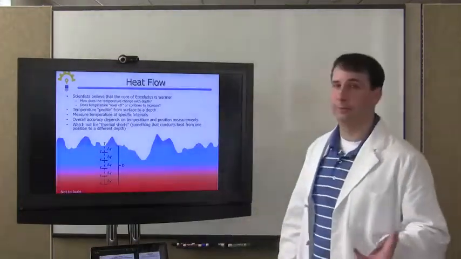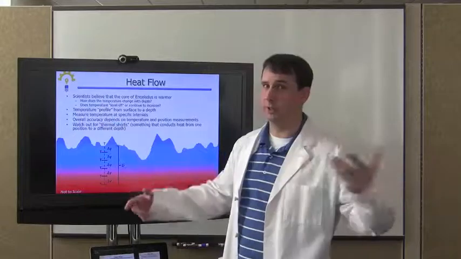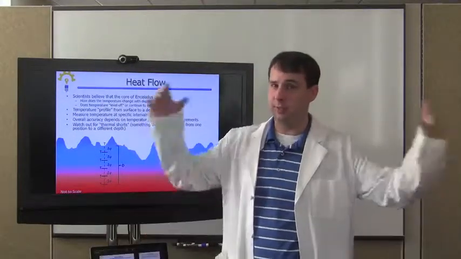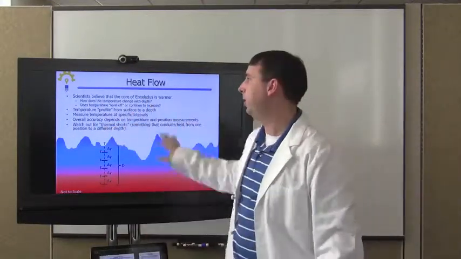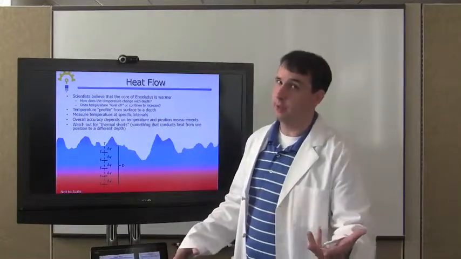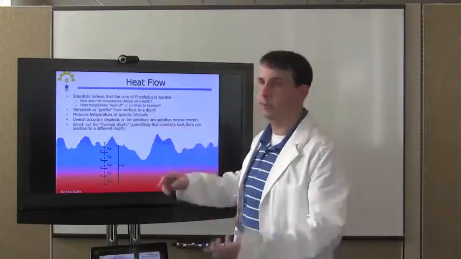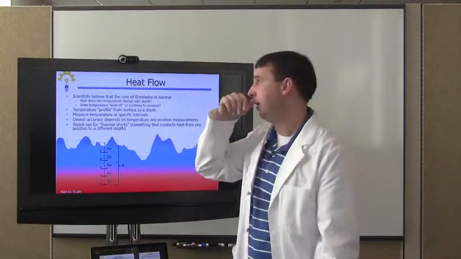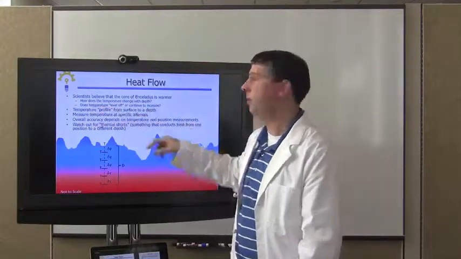So heat flow. That was temperature. Again, planet-wide stuff, surface type measurements. Heat flow. Scientists believe the core of Enceladus is warmer, okay? Especially near the South Pole. How does the temperature change with depth? They don't know how it changes with depth. Does the temperature level off or continue to decrease?